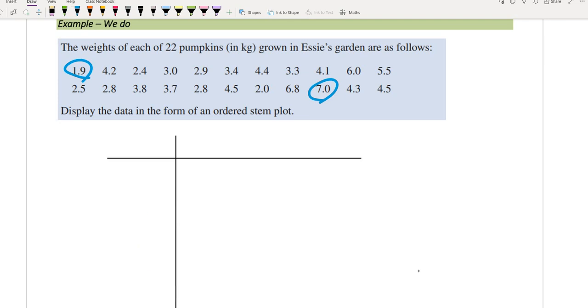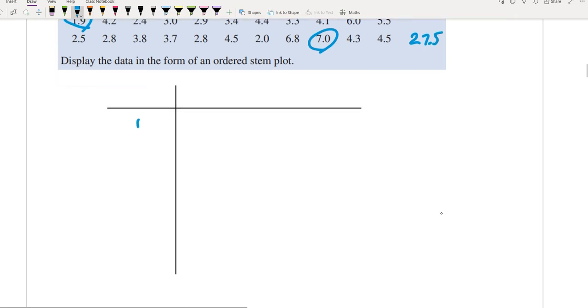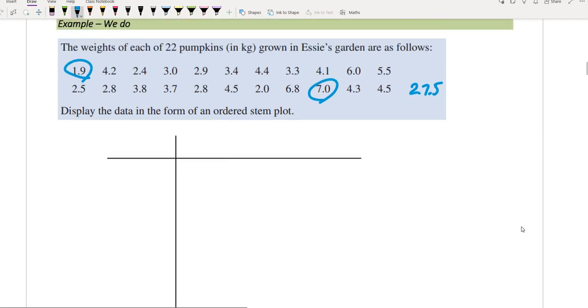Whereas if our lowest was 1.9 and the highest was, for example, 27.5, we don't want to have 27 numbers here. So then we need to start thinking about grouping them into intervals of 5, like 1 to 5 and so on. And if we're grouping them, a stem and leaf plot will not be as useful. We might as well use a histogram.